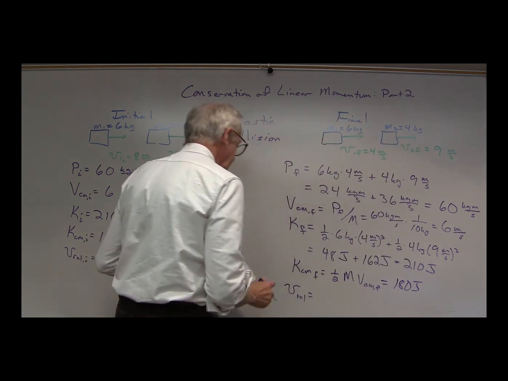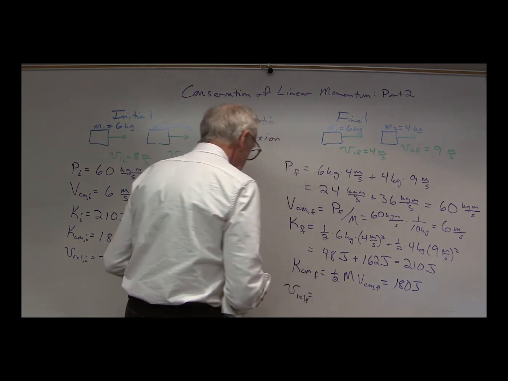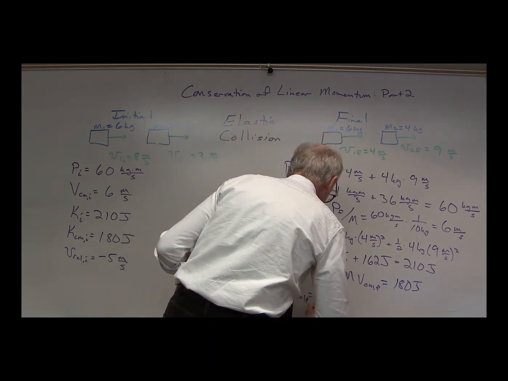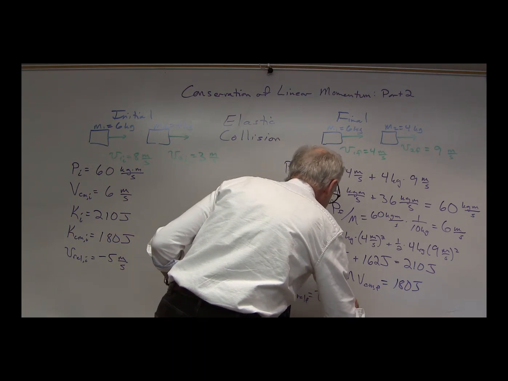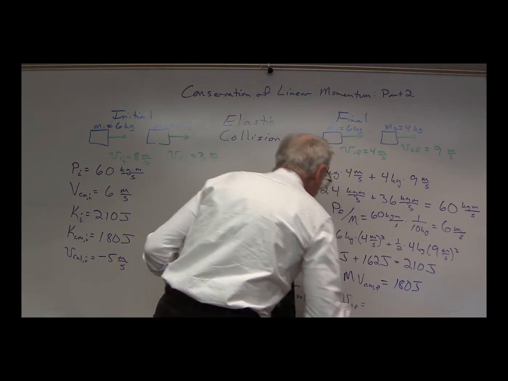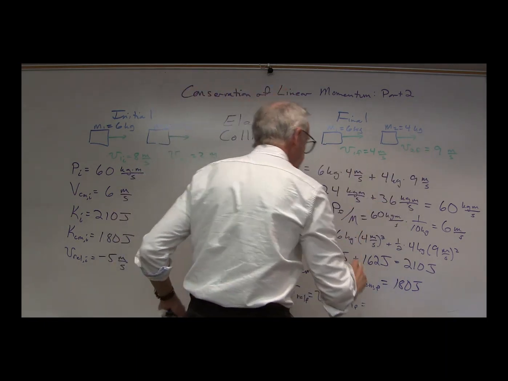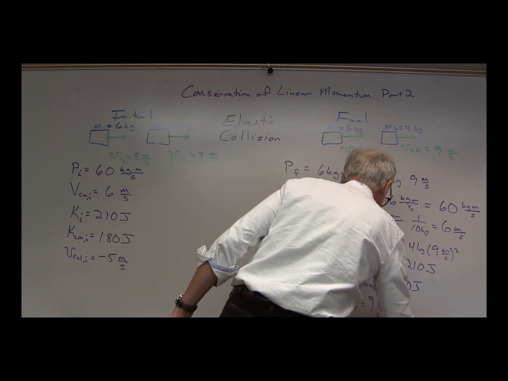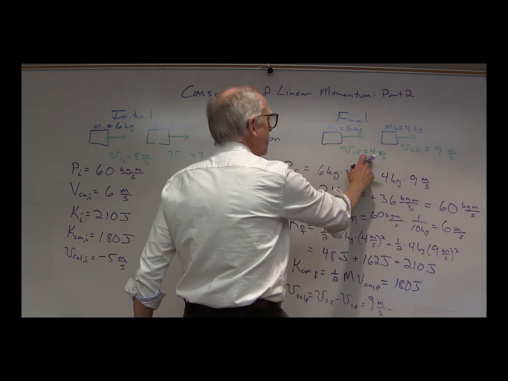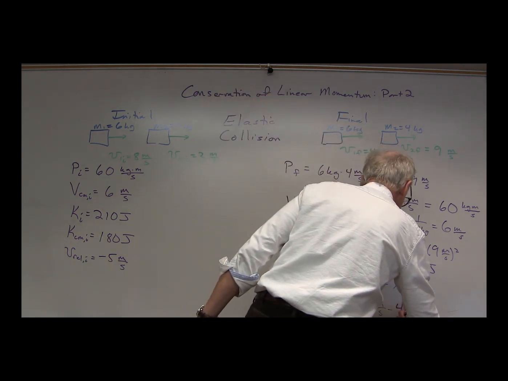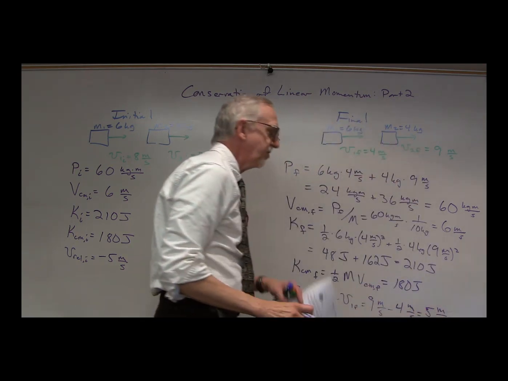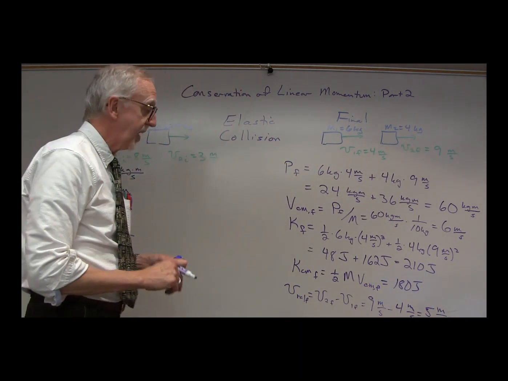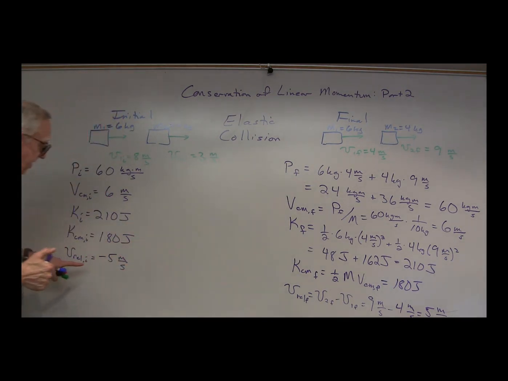Okay, now what about the relative velocity? V_rel, finally. Well, that's going to be V2 final minus V1 final. V2 final is 9 meters per second, minus V1 final, which is 4 meters per second, which gives us a result of 5 meters per second, positive 5. Which is the opposite of V_rel initial.